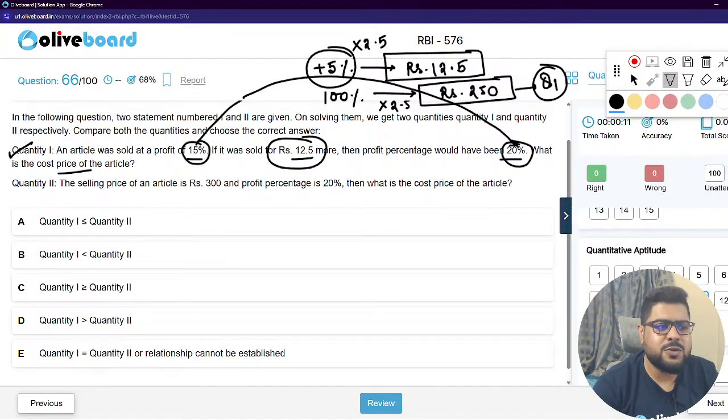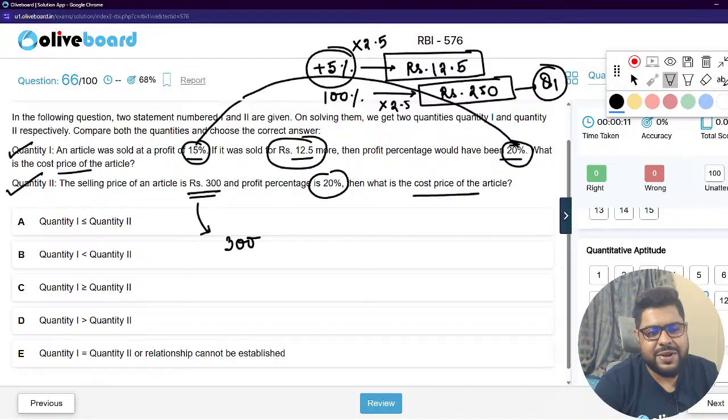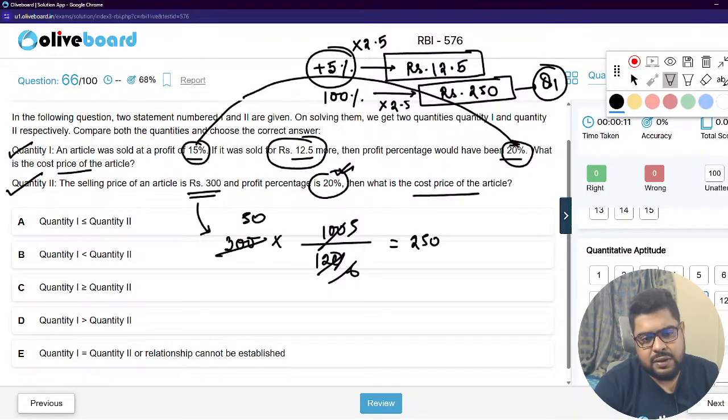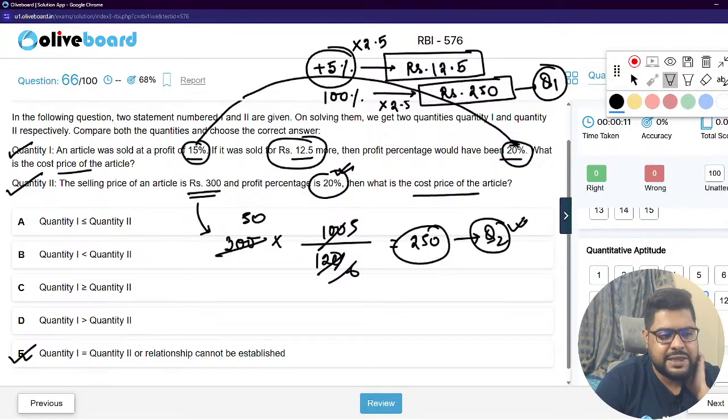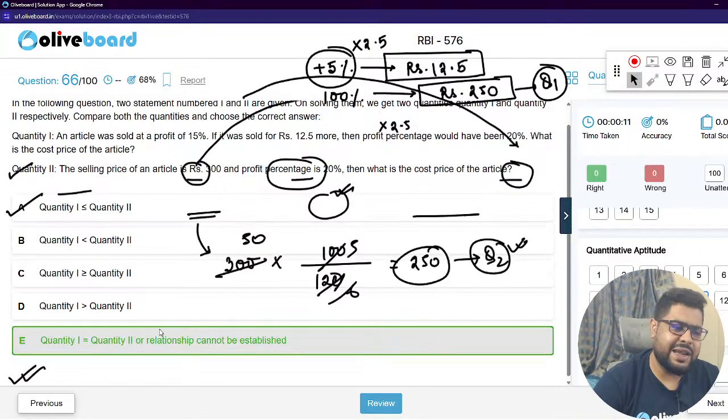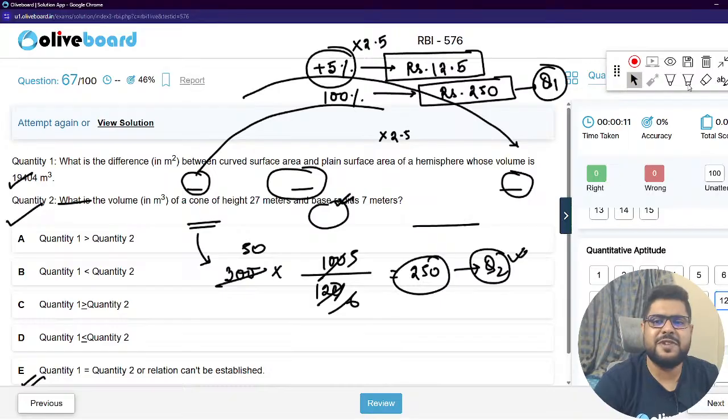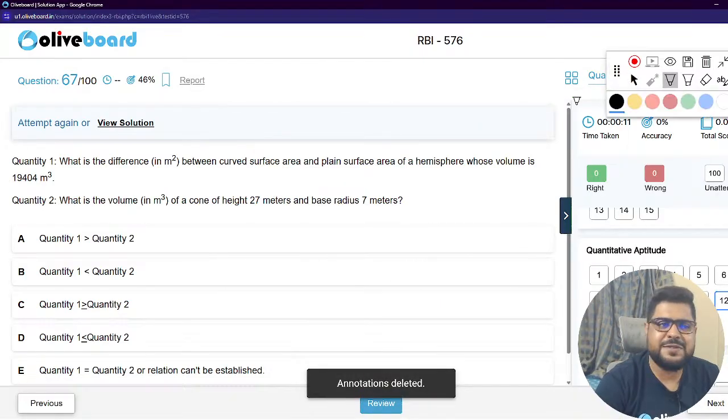Let's figure out Q2, sir. Selling price is this. Oh, this is a very easy question. 300 represents profit percentage. 20 means SP is 120. I need a CP that is 100. So this is 5, this is 6 directly. 6 5s. Again, this is 250 only. This is Q2. That means Q1 is equal to Q2. Option E is the answer. So this is one line. There was nothing in this. This was very easy.